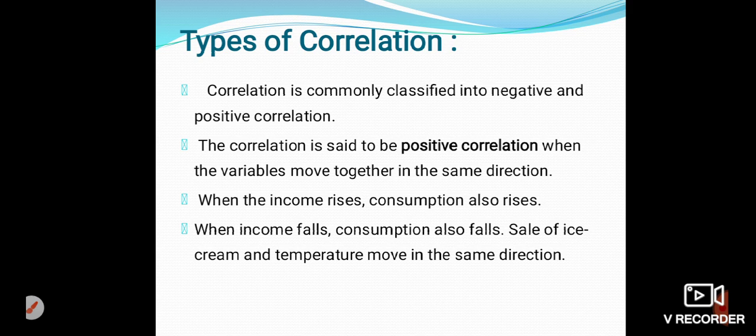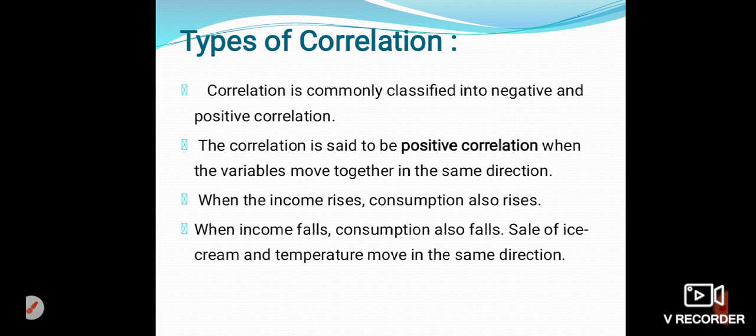The correlation is said to be positive correlation when the variables move together in the same direction. That is, if one variable increases, the other also increases. If one variable decreases, the other variable also decreases. When income rises, the consumption also rises. In this case, we can see that if the income of a family is increased, then they increase the consumption of the commodities. When income falls, the consumption also falls.